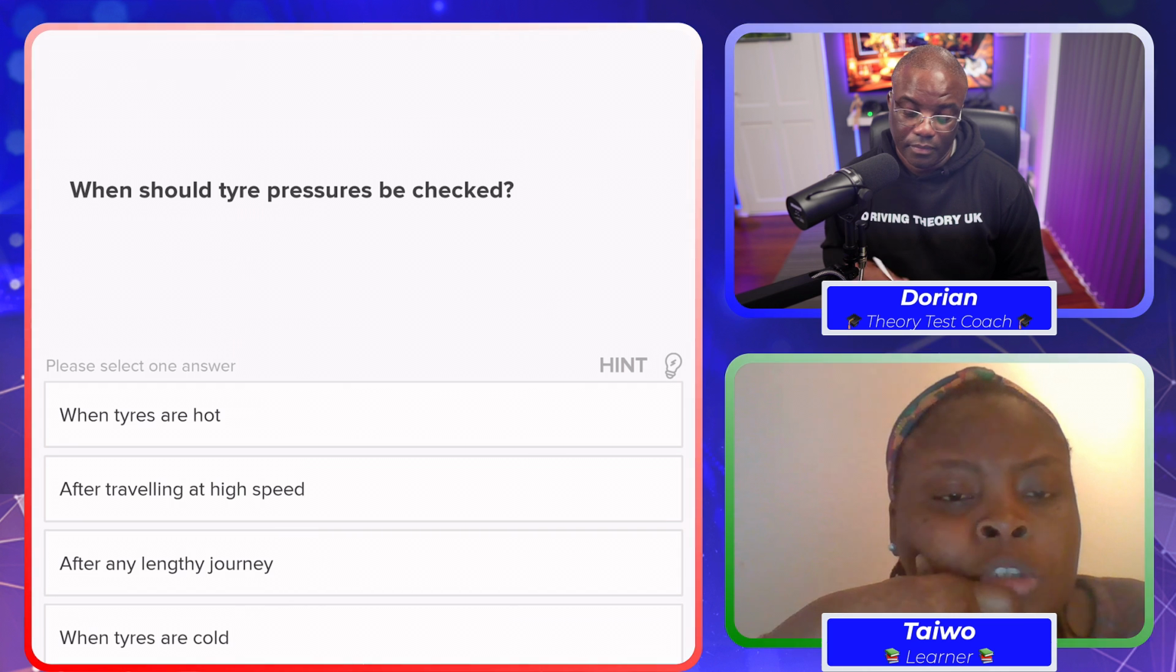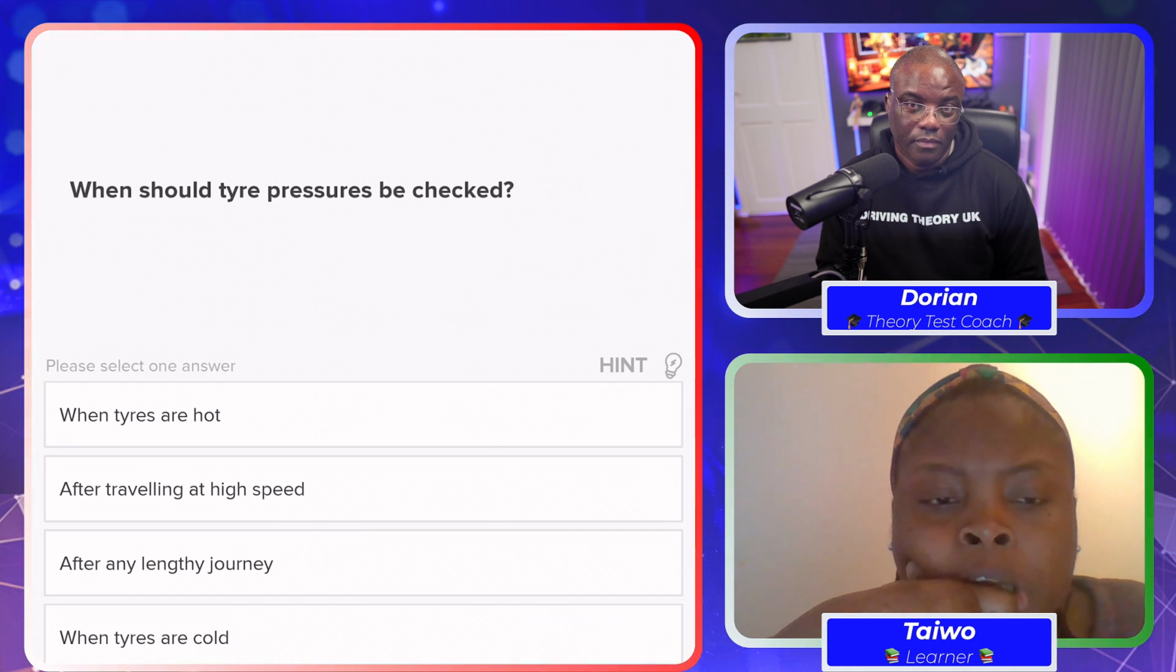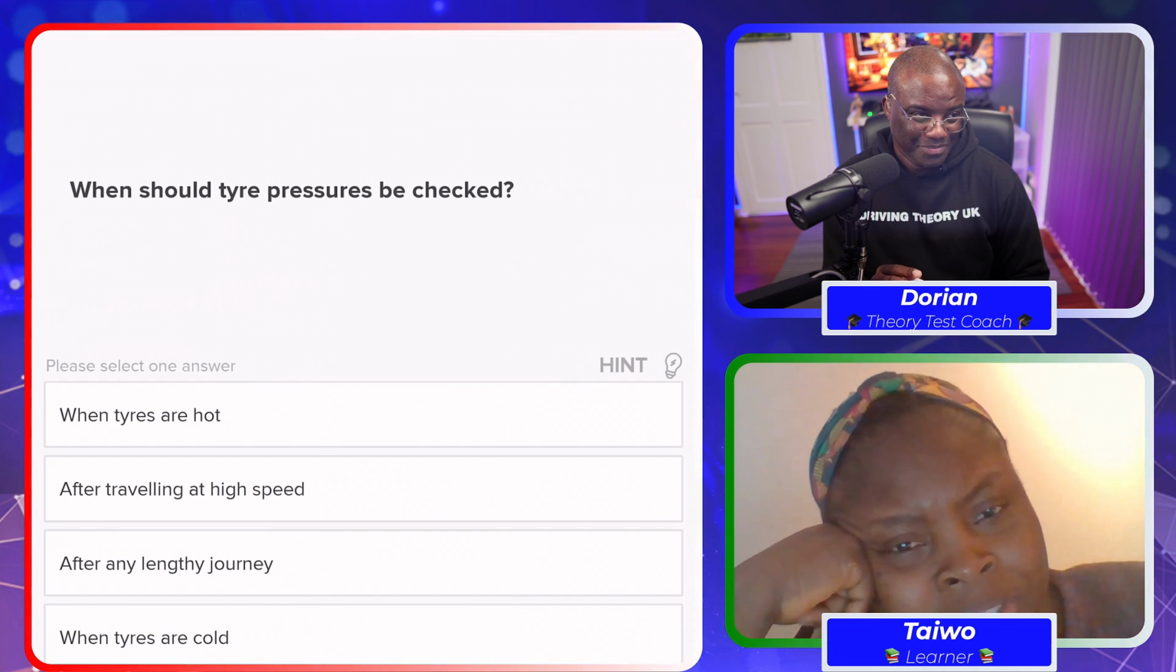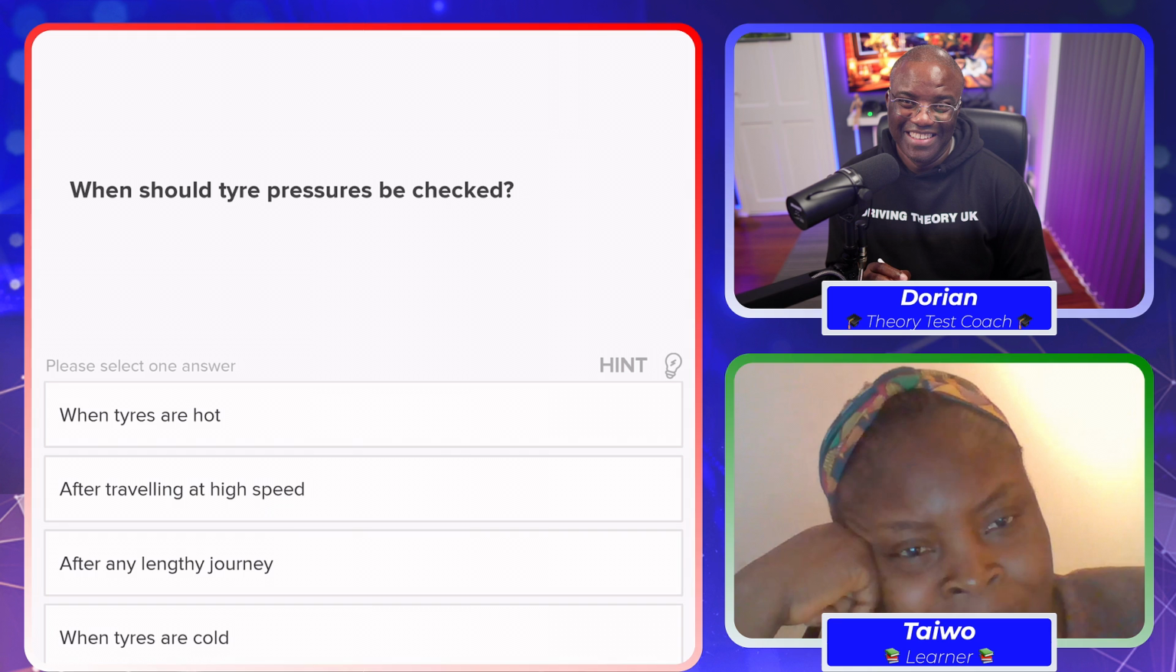When should your tire pressure be checked? Before a lengthy journey, when you've traveled. How come I've not seen this question? Then I thought I really passed it. Oh my goodness. Need to work more.